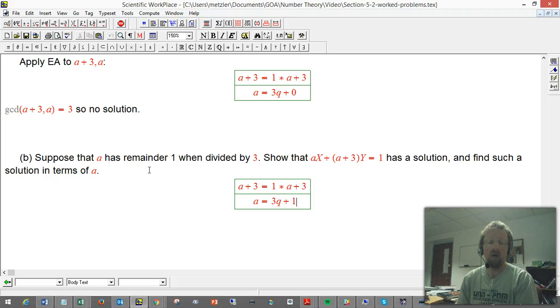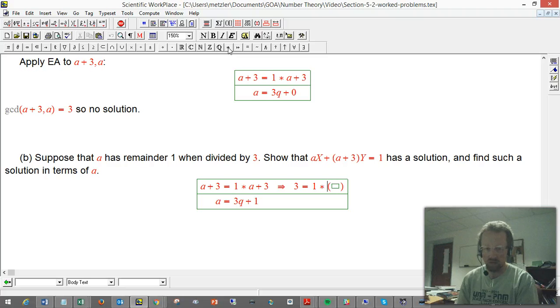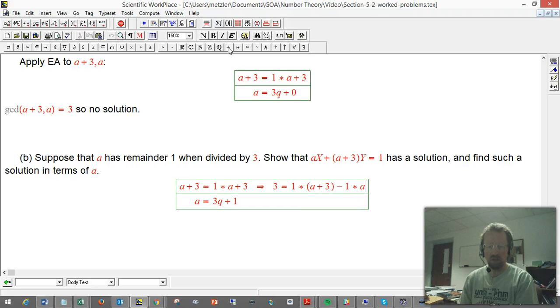Now that 1 tells us that the GCD is going to be 1, and now we can set up the backward steps where we solve for the remainders. So this says 3 is, no surprise, but I'm going to make it really explicit, 1 times (a plus 3) minus 1 times a. It might seem really silly to write 3 in that complicated way, but that's exactly the analog of what we were doing in the previous example with the numbers.